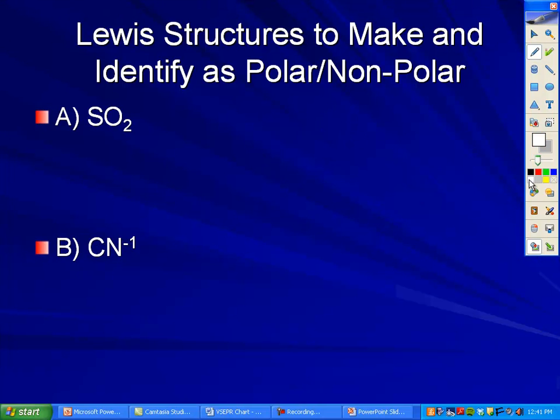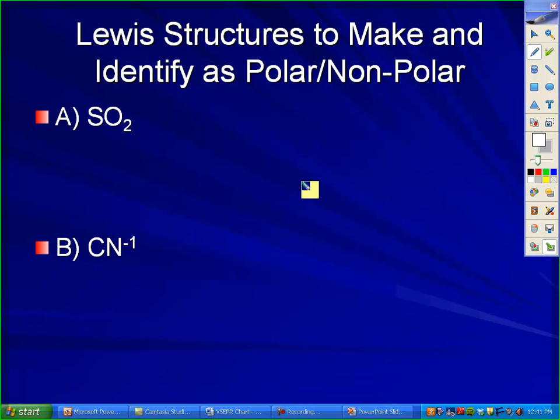So the last thing we want to do on our Lewis structure is to identify whether or not the molecule is polar or nonpolar.